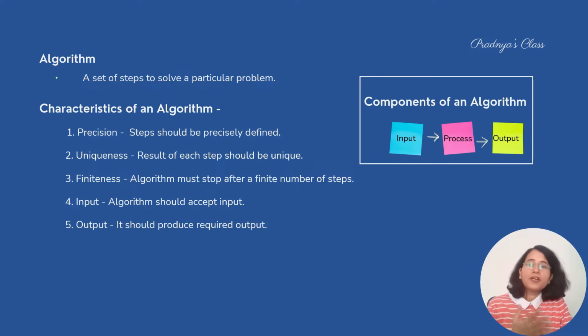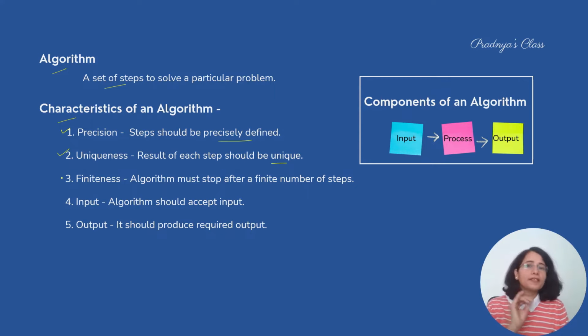Now let's try to understand what an algorithm is. An algorithm is a set of steps to solve a particular problem. Algorithm is one of the tools to solve a problem. So what are the characteristics of an algorithm? The first one is precision. All the steps we write in the algorithm should be precisely defined. The second characteristic is uniqueness. The outcome of each step should be unique. It should not be ambiguous.